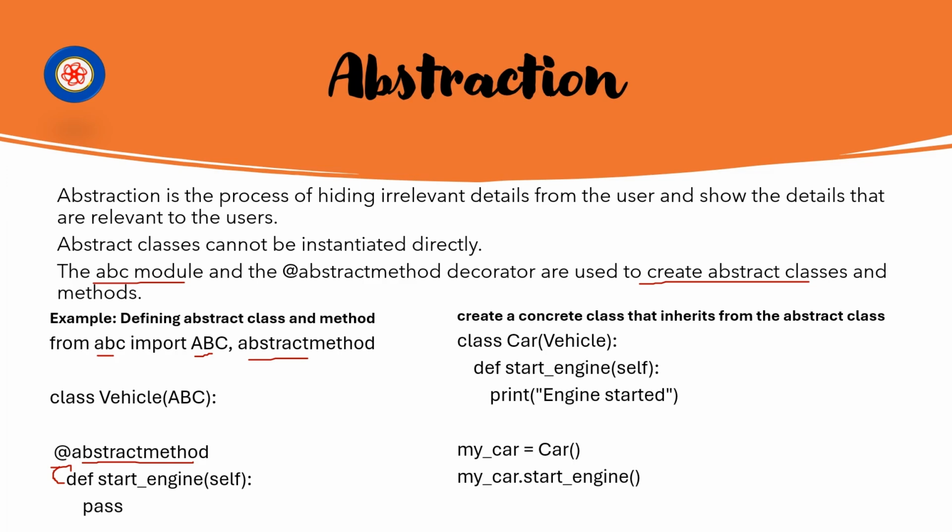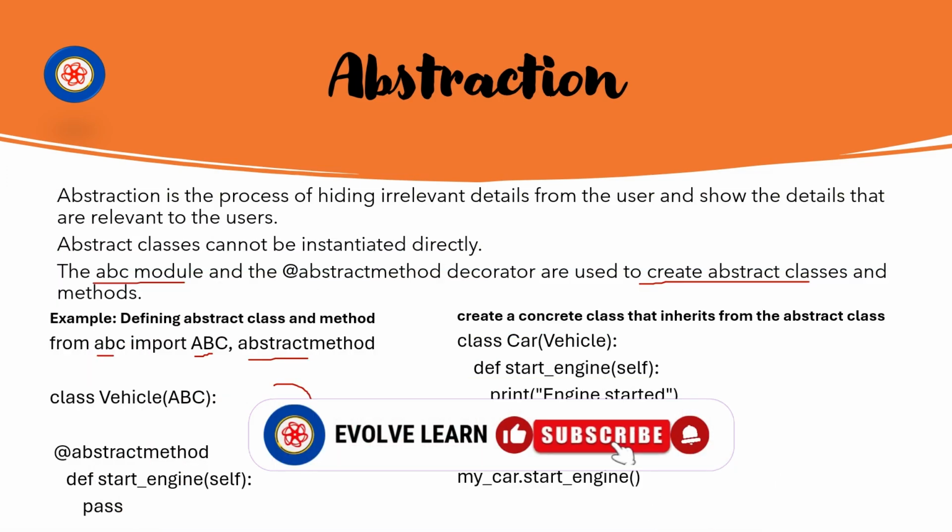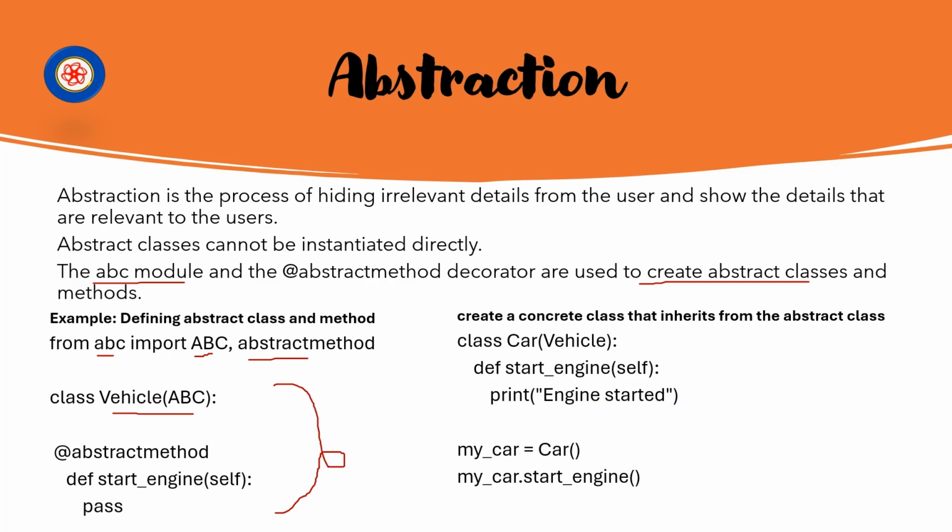Going to the example, next we define an abstract class with an abstract method. Here Vehicle is the abstract class and start_engine is an abstract method. The abstractmethod decorator is used to indicate that this method must be implemented by any subclasses. This is how we define an abstract class and method.